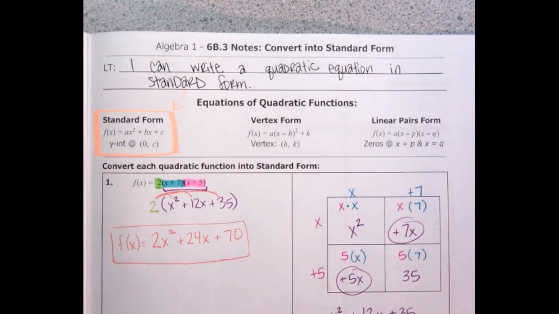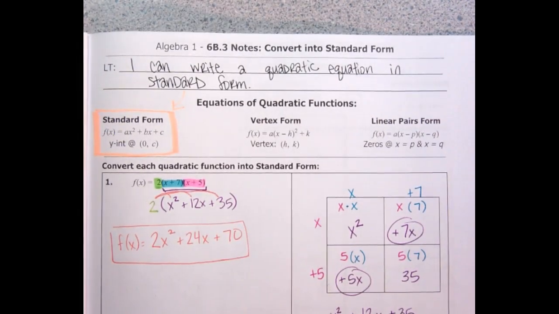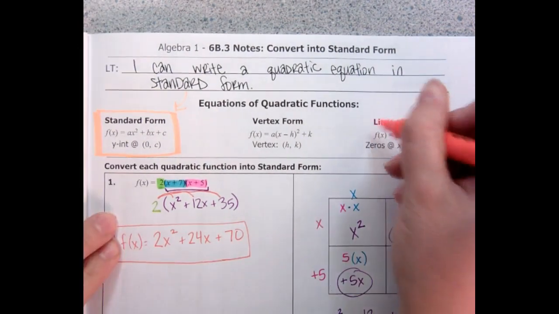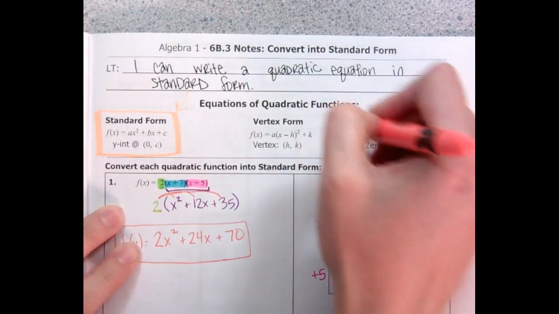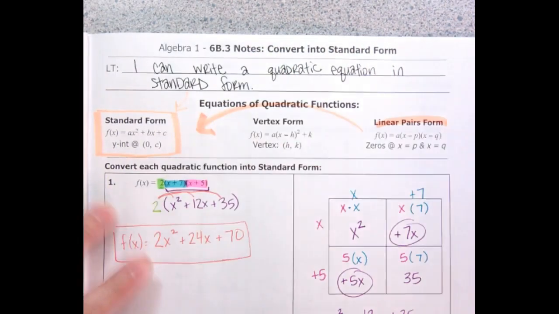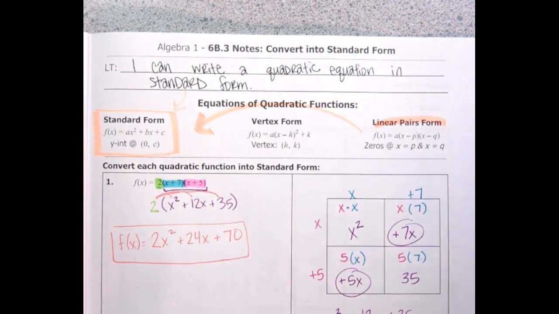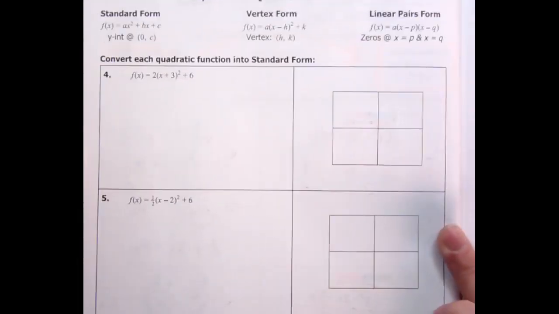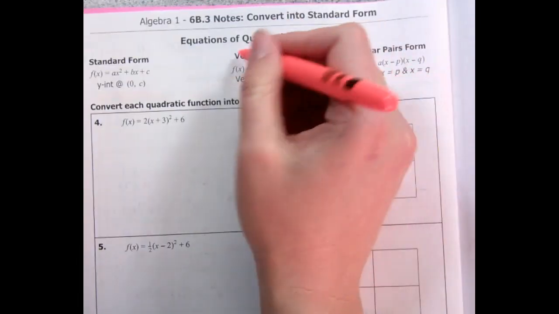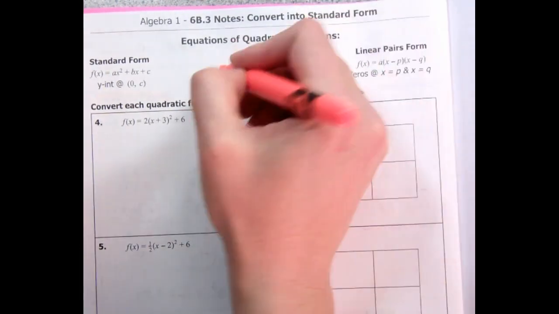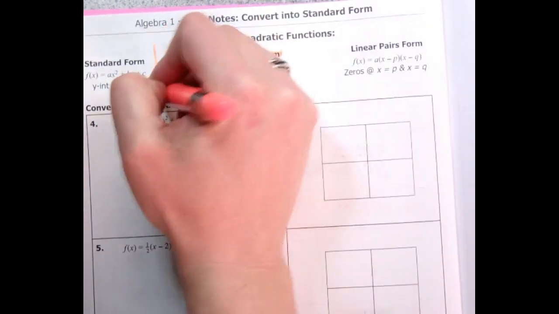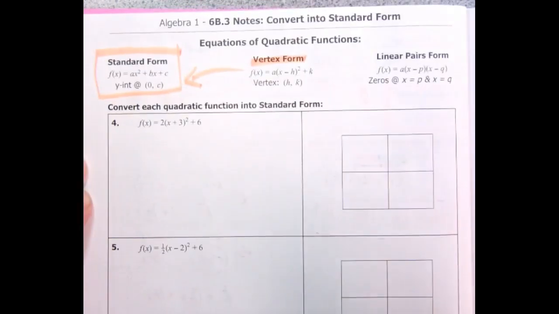Okay, so this whole page, we started with something that was in linear pairs form, and we changed it so it was standard form. So on this next page, if you look, all of these are in vertex form. So we're going to start in vertex form, but our goal is still to get it into standard form.